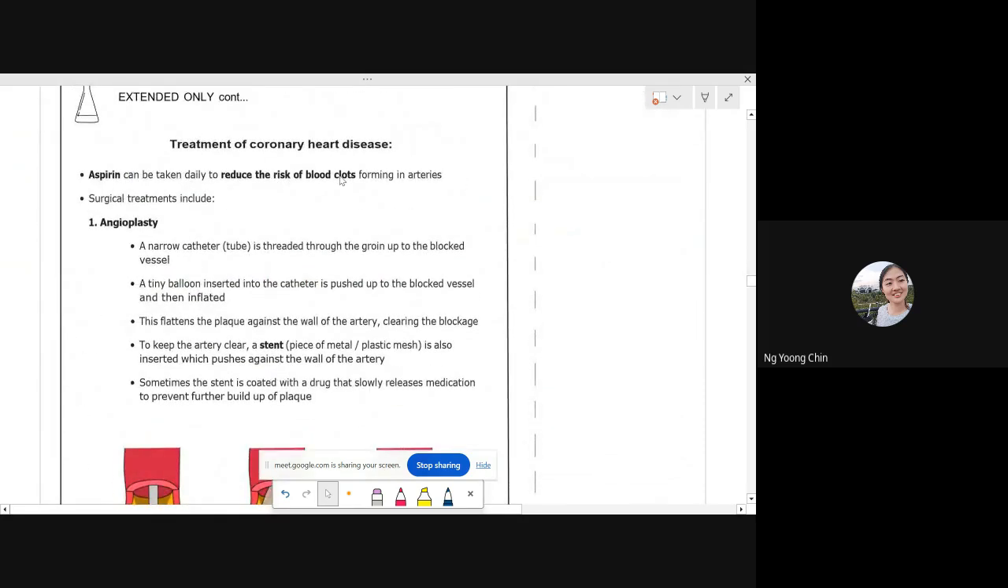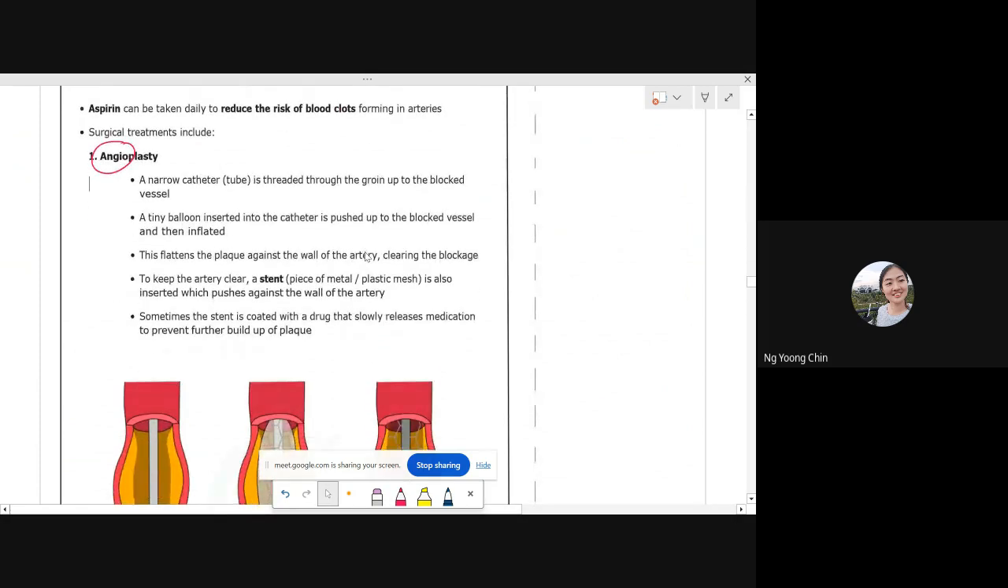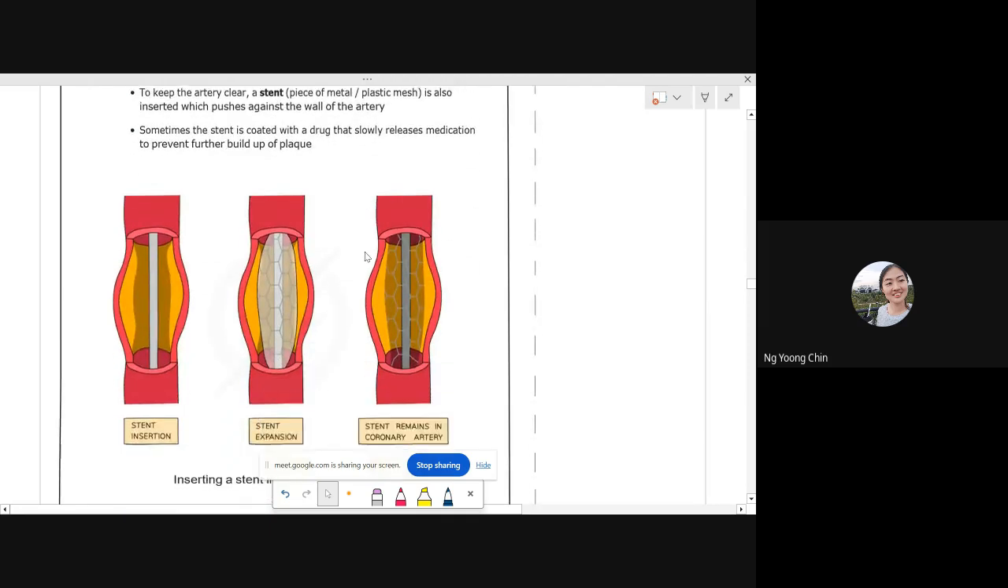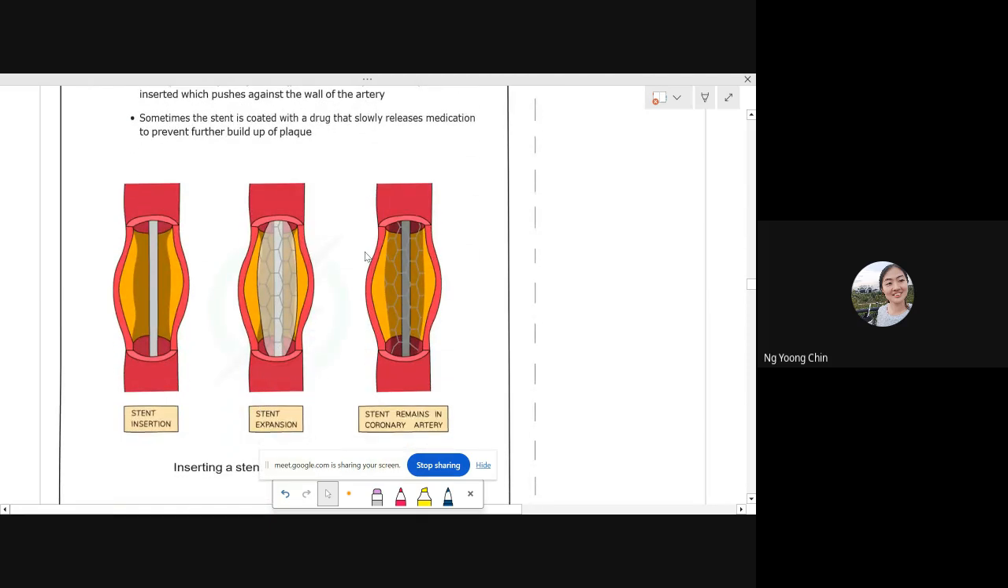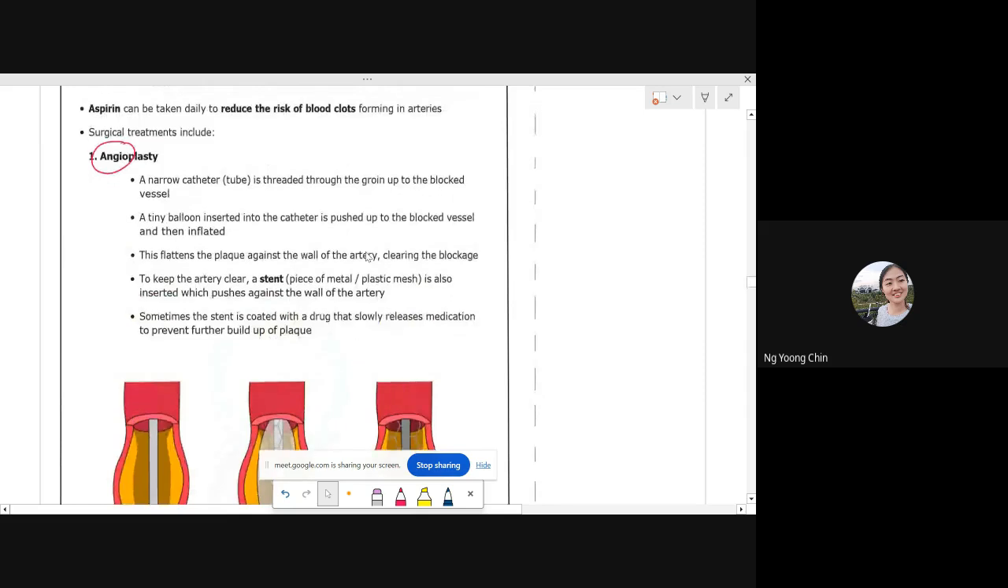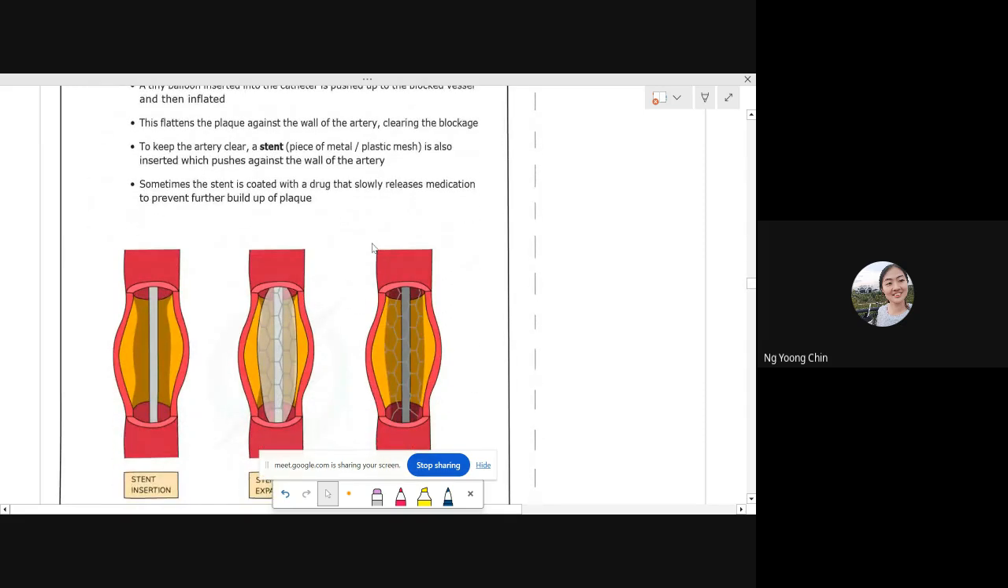And now, how are we able to treat coronary heart disease? First, you can do angioplasty. Okay, this angioplasty is a very expensive treatment. It costs about 5 digits, just for a one-time treatment. What happens is you already know that your blood vessel has become narrow, like this.